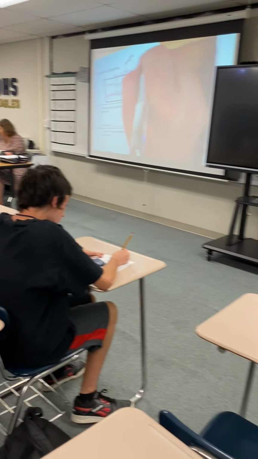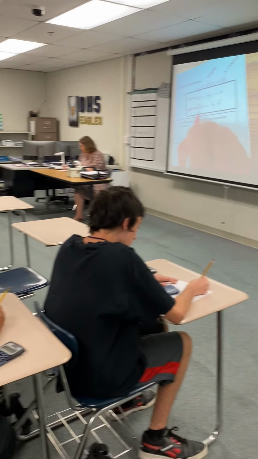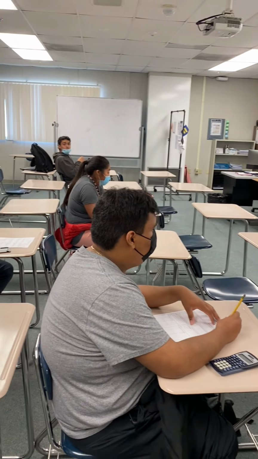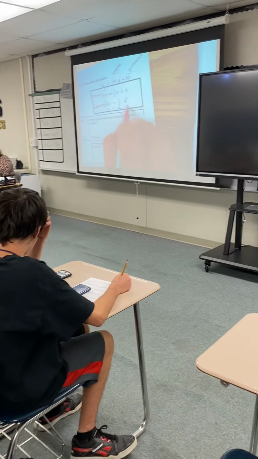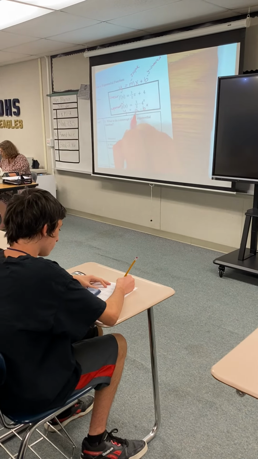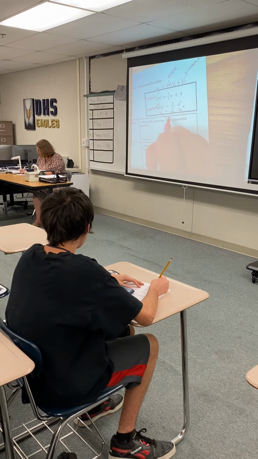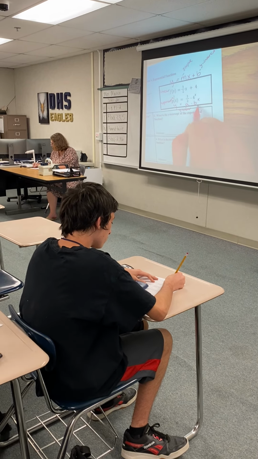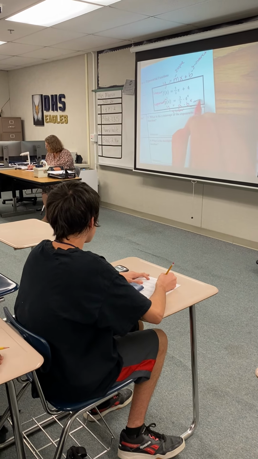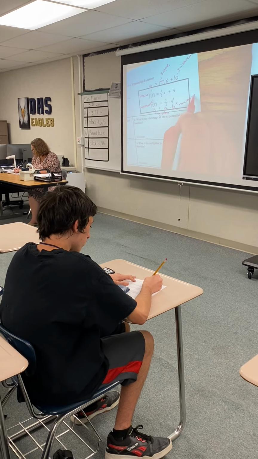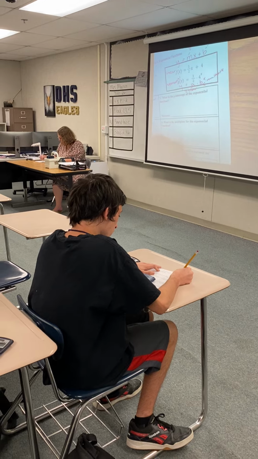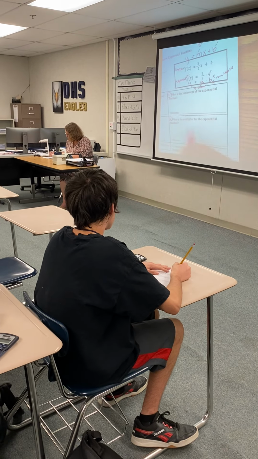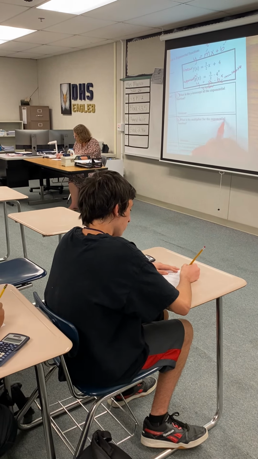Who knows how to do this? Okay, give me a second. Y equals a times b to the x. A is the y-intercept and b is the multiplier. I want you guys to answer question 1 and 2 for linear, and 2 and 4 for exponential.